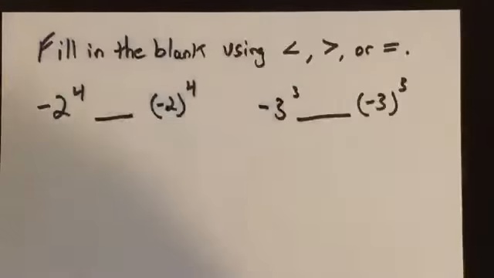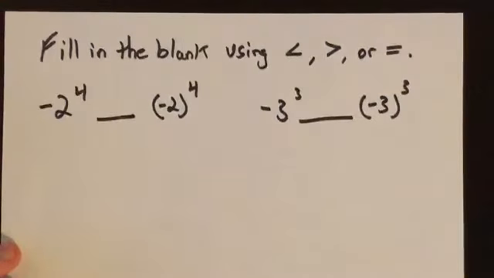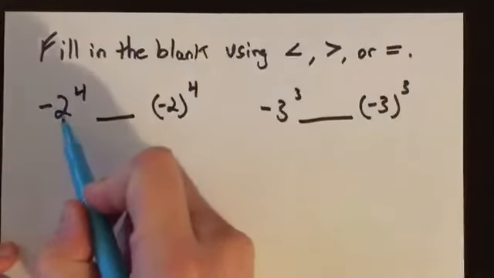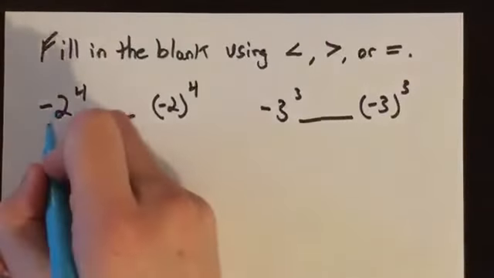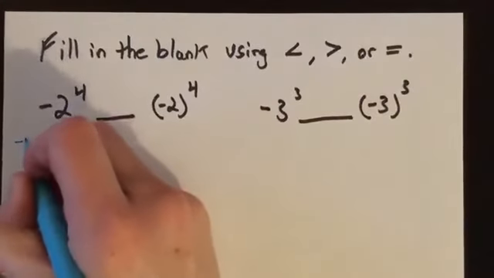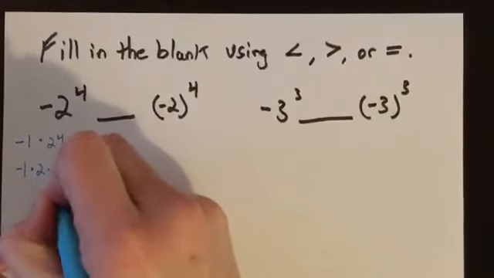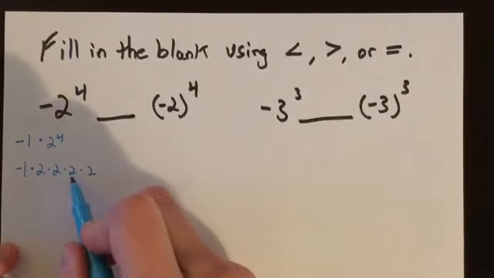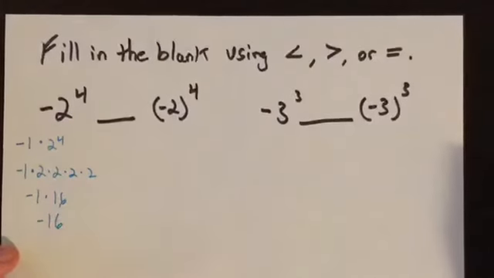We're just going to do a couple of problems on our own just to reinforce before we get to our notes in the booklet. So I'm asking you to compare two values and fill in the blank using less than, greater than, or equal to. Take a second and do that. First one, negative 2 to the fourth without parentheses and negative 2 to the fourth with parentheses. Let's expand and see what's going on. Without the parentheses, that's really negative 1 times 2 to the fourth. So negative 1 times 2 times 2 times 2 times 2. 2 times 2 is 4, times 2 is 8, times 2 is 16. So negative 1 times 16, or negative 16.